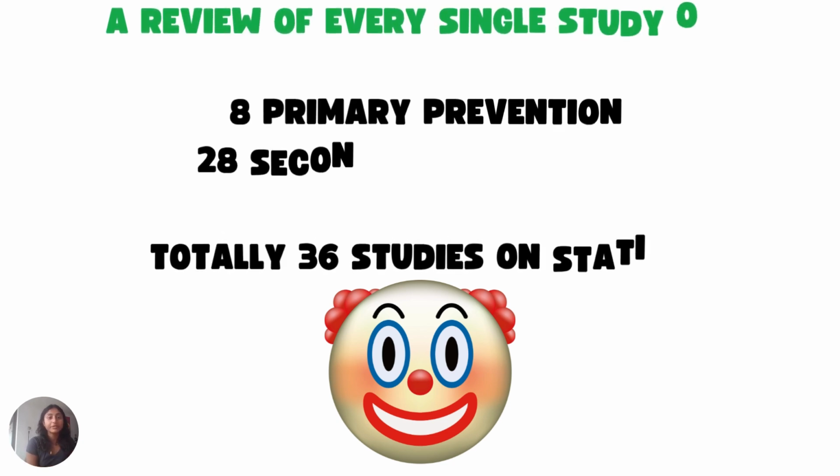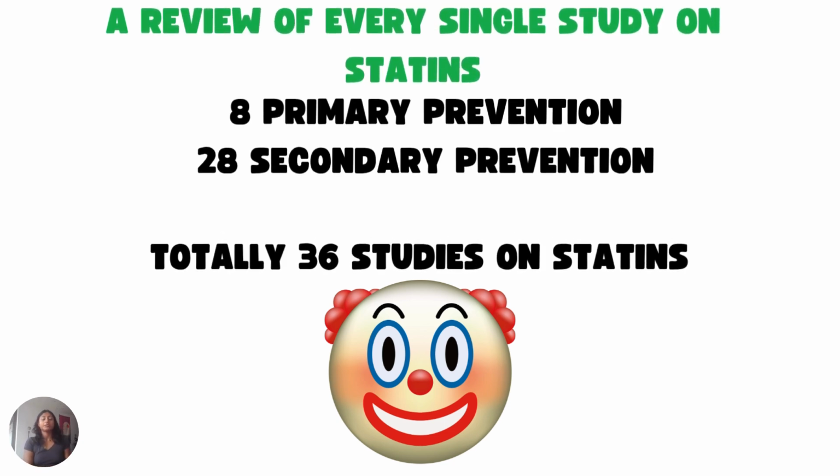Now let's look at every single study. There are 8 primary prevention studies and 28 secondary prevention studies. A primary prevention study is done on someone who has never had a heart attack before, whereas a secondary prevention study is done on someone who has had a heart attack before. So, in total, we've got 36 studies.